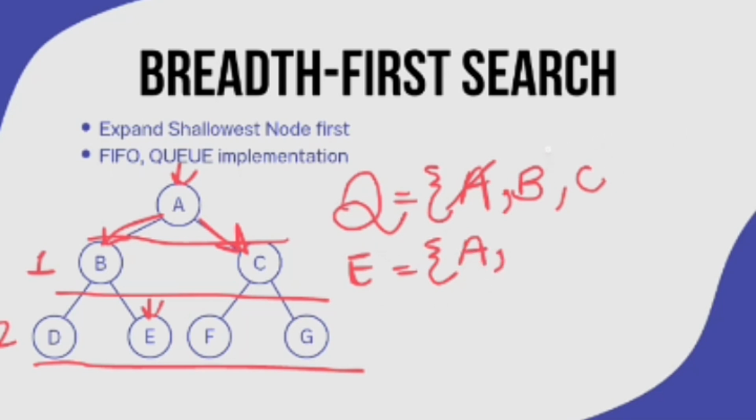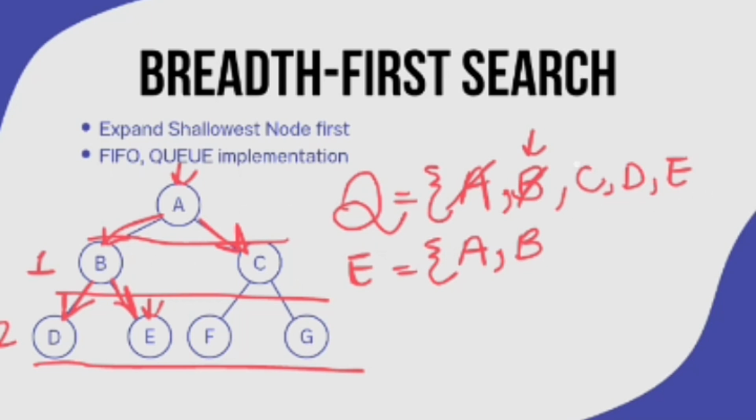Now we look at B, and it is not our goal node, so we have to apply all those steps again. So we take B, we explore it. From B we can reach D and E. So we write D and E. And since we have explored B, we cut it out and write it in our explored array.